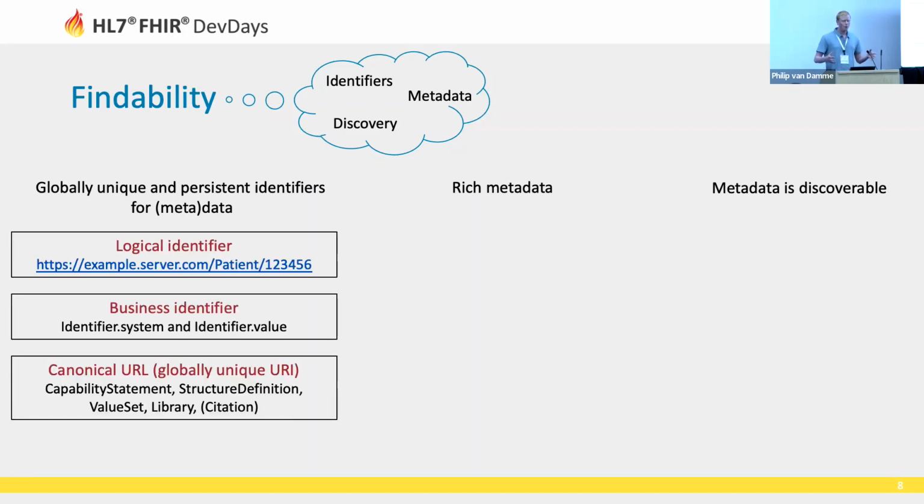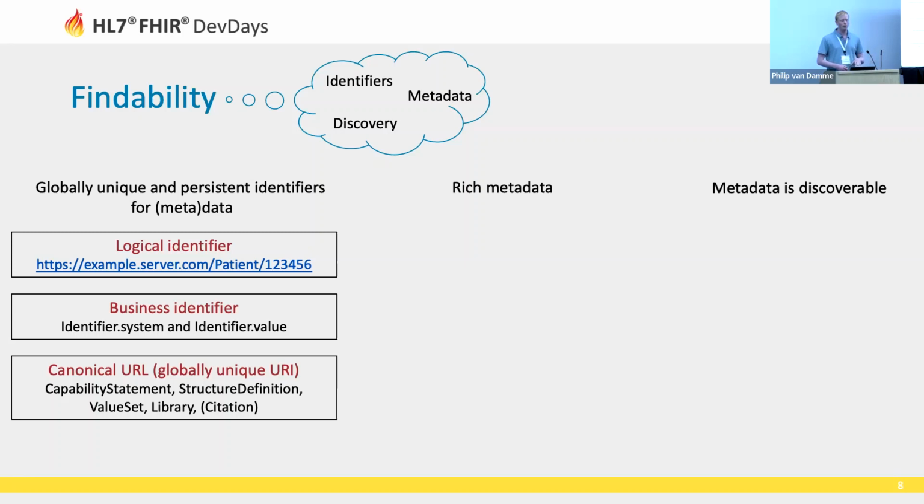If you set up a server and you have a resource, then the logical identifier of that resource in combination with the base URL of the server gives you a unique identifier that you can use to access the data, as long as the server is online, of course. If the server is offline, then that identifier would not work anymore.